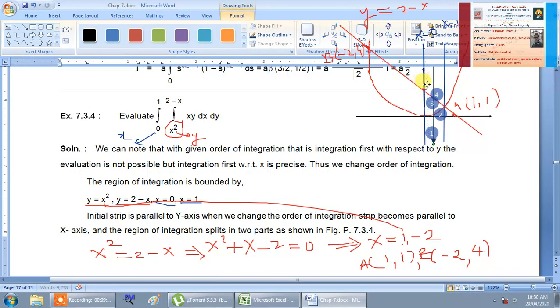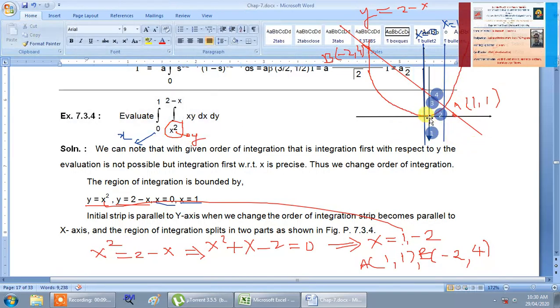Now look at the ends of this strip. Where are the ends of this strip? You can see that the lower end is on x square equal to y, which is your parabola. So the lower end is on y is equal to x square, whereas the upper end is on the straight line y is equal to 2 minus x. So you can check that the lower end is here, the upper end is here, which means this strip will sweep out region number 3.